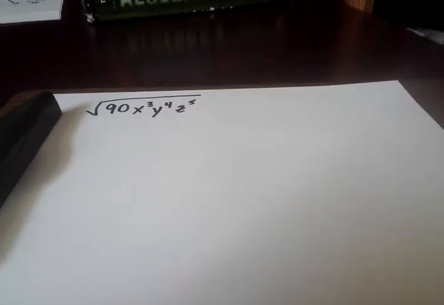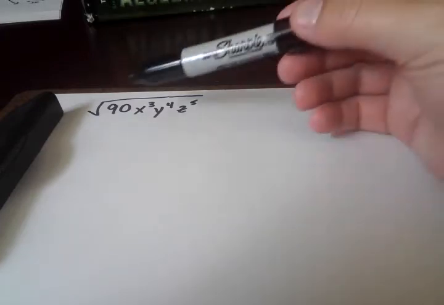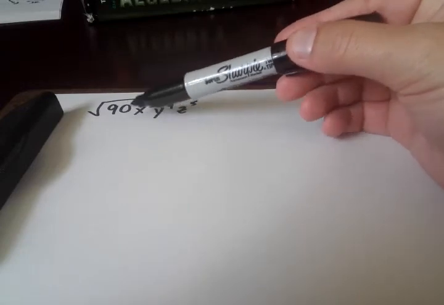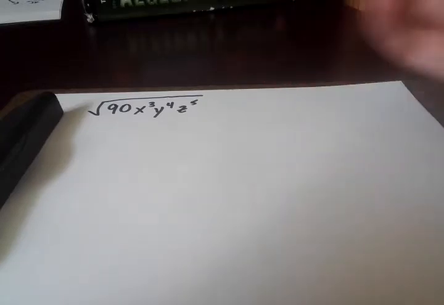Okay, guys, I'm on page 629 here. This is example 3 on 629. Okay, so now building on what we did yesterday, we're going to simplify this radical. We worked on simplifying the whole number in there. Remember, we're going to look for perfect squares that go into 90.